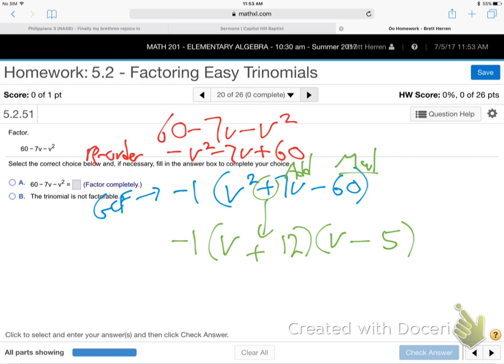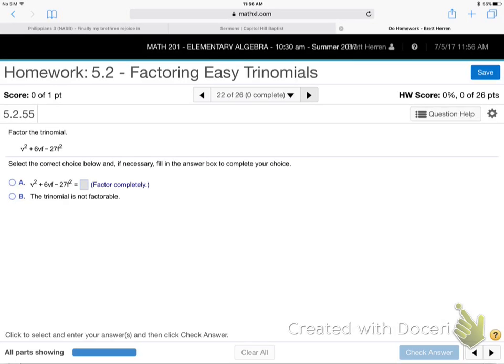Is that good there? No questions? Good, all right. Okay, so v squared plus 6vf minus 27f squared. All right, let's do this one. We'll finish this section. Take our break.